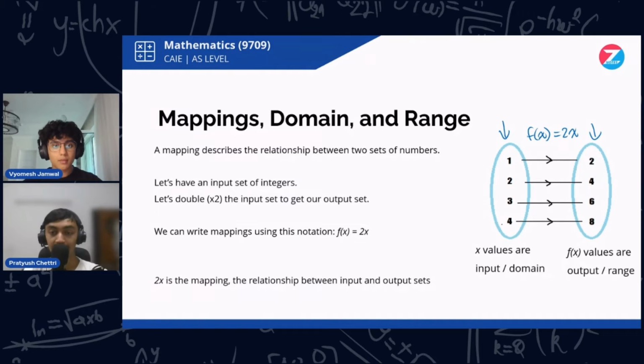The x values, or the input, are called the domain. The f of x values are the output, and they're called the range. And 2x is the mapping, or the relationship between the two. So to recap, you have an input and an output, and the relationship between the two is called the mapping.